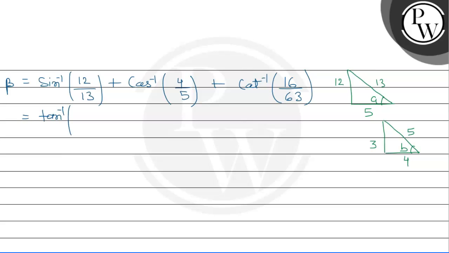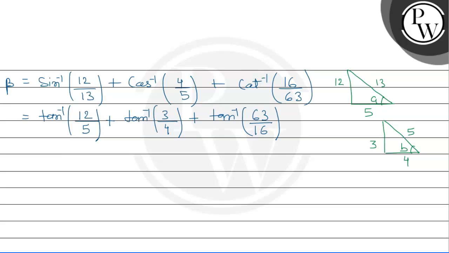This value will be 12, meaning height upon hypotenuse. Sorry, height upon base. So base will be 5, plus tan inverse, here this will be 3, meaning height upon base. So this will be 3 upon 4, plus cot inverse 1 by 10, the value will be tan inverse 63 upon 16. Okay. Now first we solve these two.